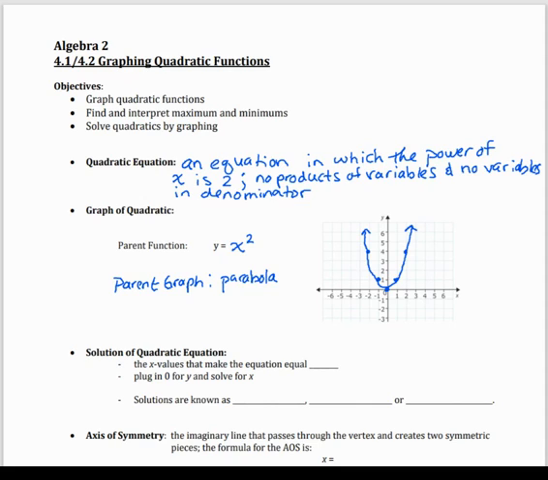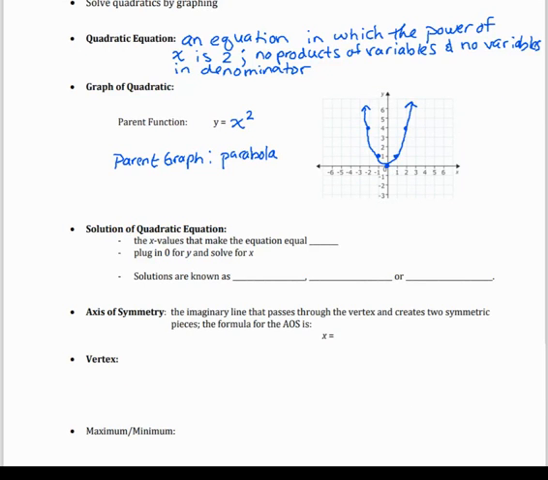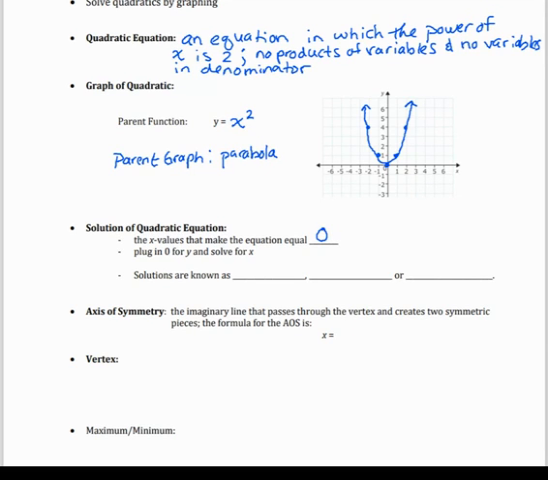Okay, what are our solutions of a quadratic equation? That's what we really want to focus on in this unit, is determining not just the graph, but the solutions. So the solutions of a quadratic equation are the x values that make the equation equal 0. Hence, we plug in 0 for y, or f of x, and then solve for x.